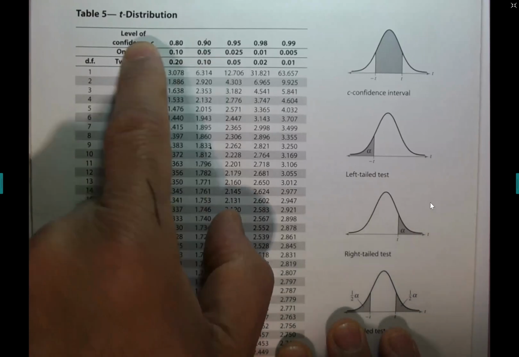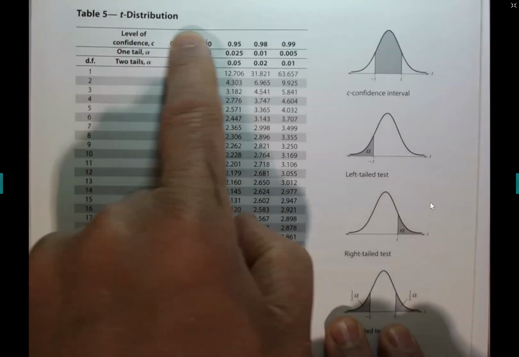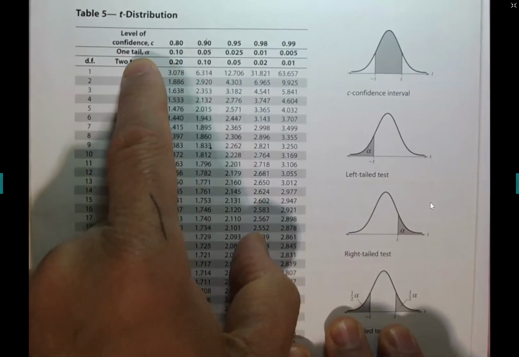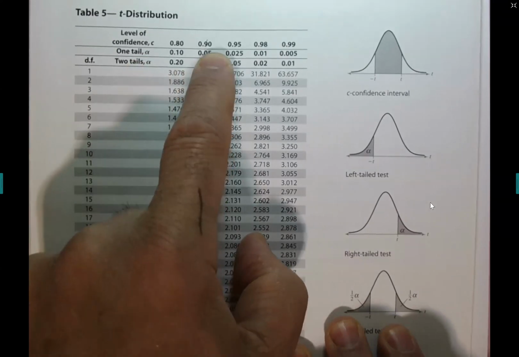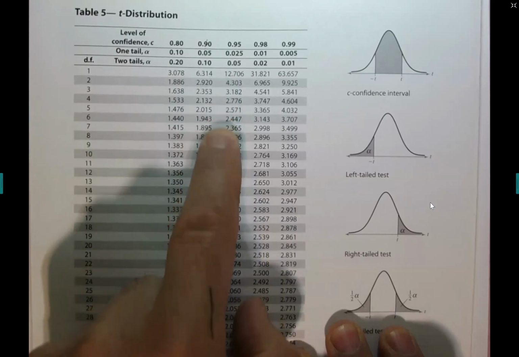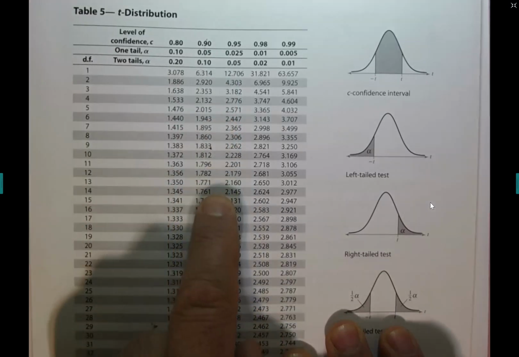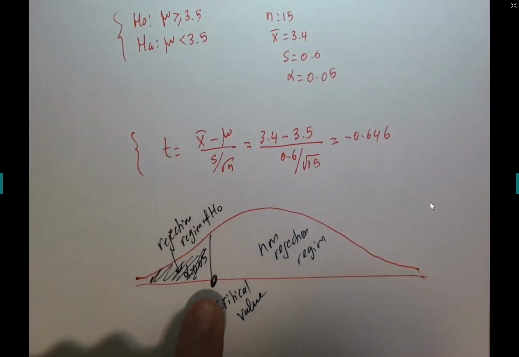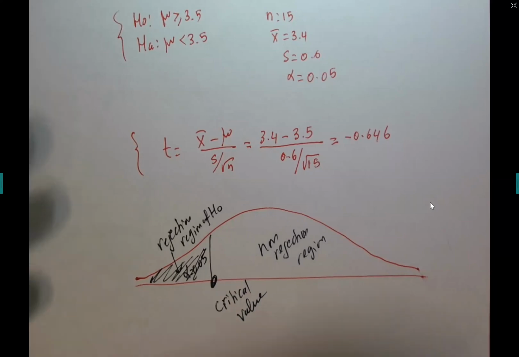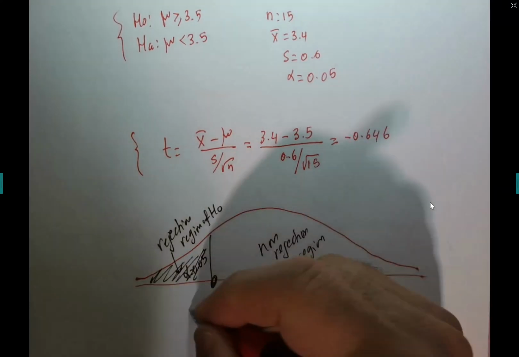Okay, 0.05, guys. So look, the first row is dedicated for chapter 6, and the second and third rows are dedicated for chapter 7. So 0.05, and I need 14. So I'm going to go down to 14 right here, and I got 1.761. But since this is a left tail test, guys, it has to be negative. So I'll put negative 1.761.